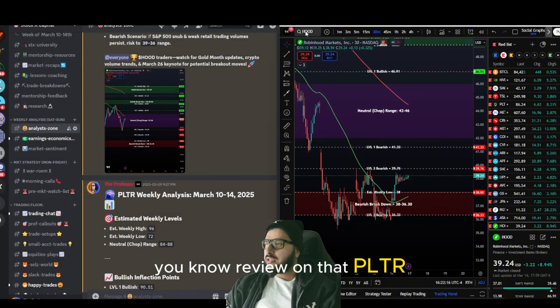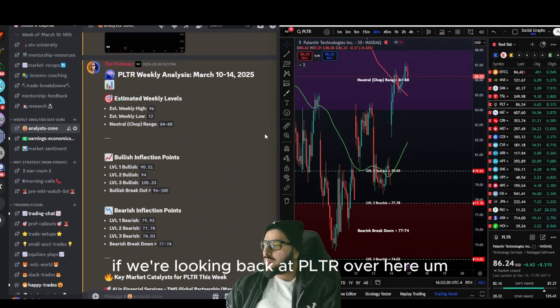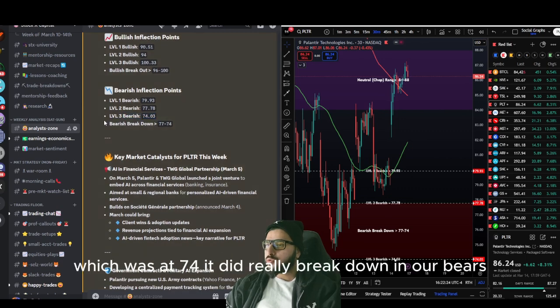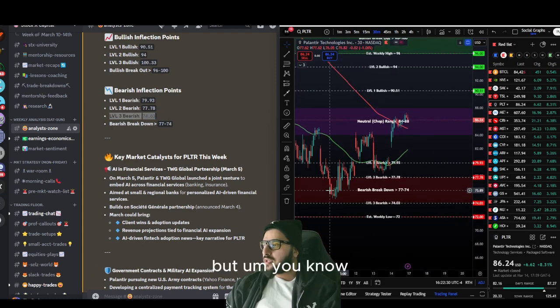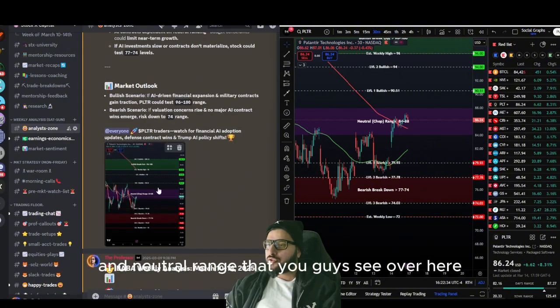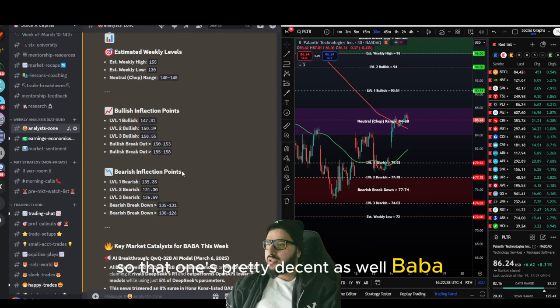PLTR, if we're looking back at PLTR over here, it was slightly off from its level 3 bearish support, which was at 74. It did really break down in our bearish breakdown range that you guys see over here, but you know, pretty much ended up closing in our chop and neutral range that you guys see over here. So that one's pretty decent as well.